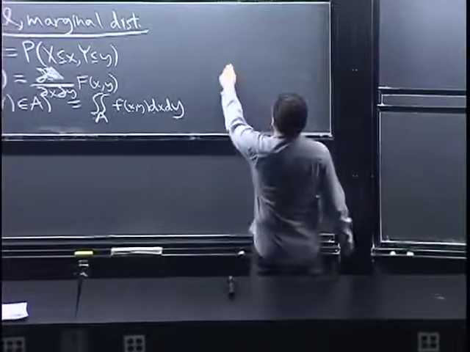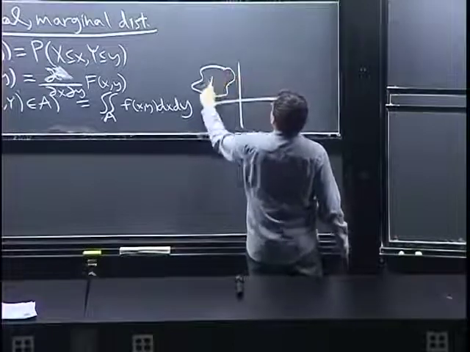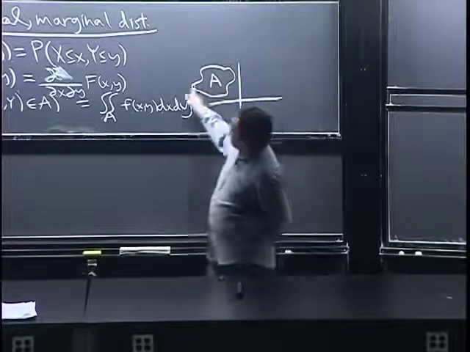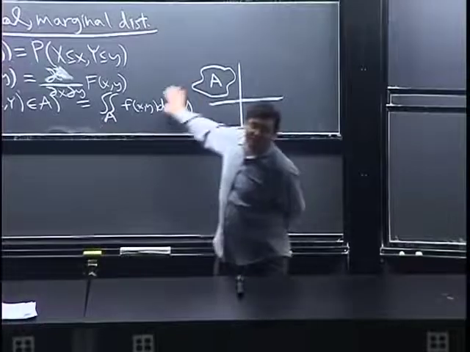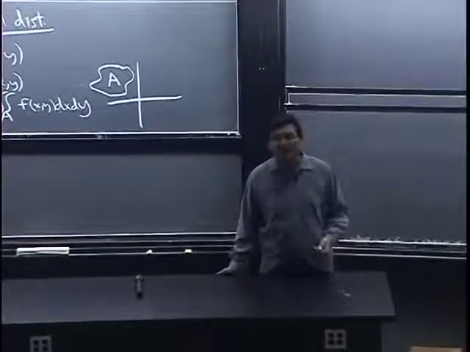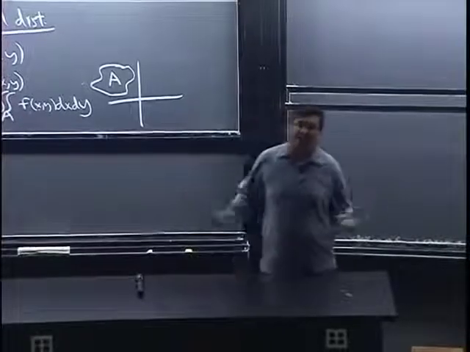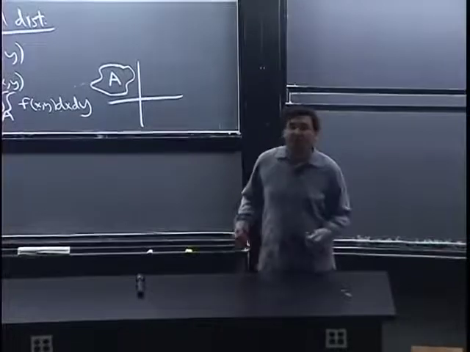So if A is this blob, that may be a hard problem to do this integral. What does it mean to integrate over the blob? I mean, that turns into a nasty multivariable calculus problem. That's not something we care about for this course. It's just a nasty calculus problem. It's not an interesting probability problem. Okay?